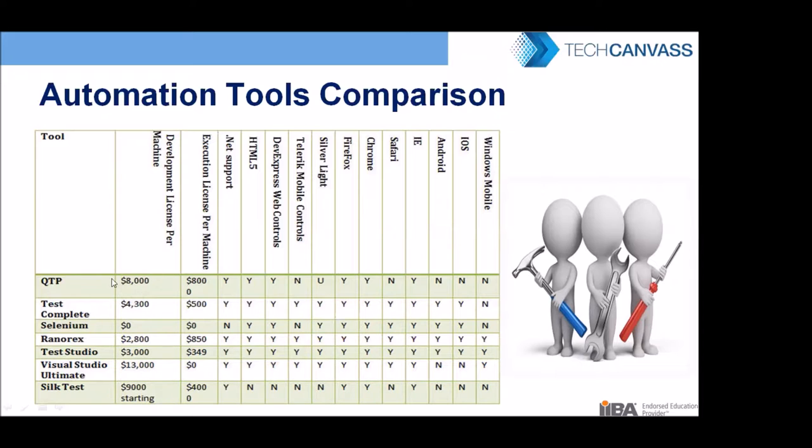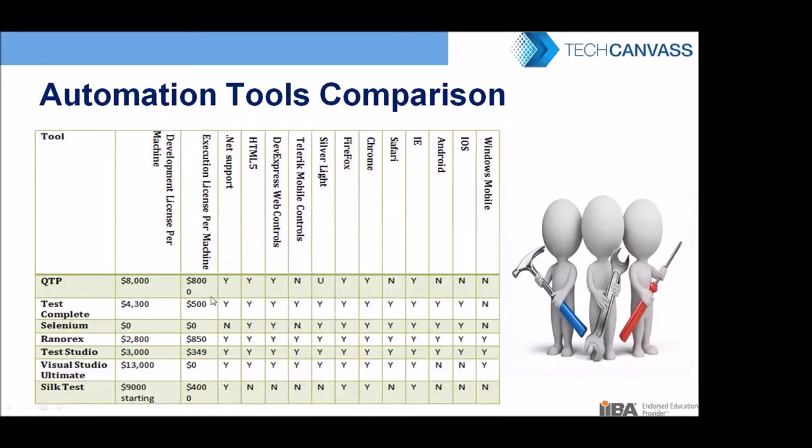So for an example, just $8,000 for the development on each machine, and a $8,000 addition when you are executing your scripts on a machine. So $16,000 just for doing the automation. Of course, QTP also gives us all the support like API testing and testing with the different browsers. But we'll try and see how we can achieve the same using Selenium.